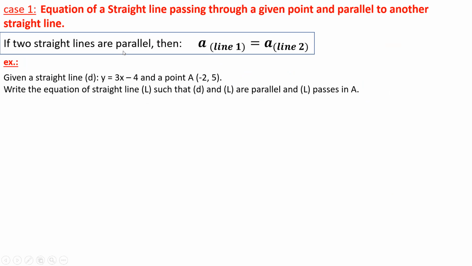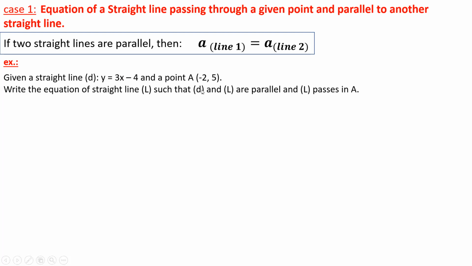If two straight lines in a coordinate system are parallel, then the slope of line 1 is equal to the slope of line 2. Suppose we are given a straight line D, which is y equals 3x minus 4, and a point A with coordinates. We should write the equation of straight line L such that D and L are parallel, and L, the line I'm looking for, passes through A.